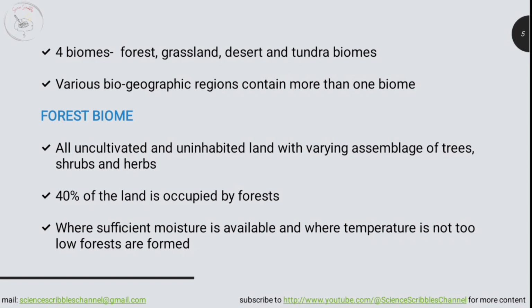All uncultivated and uninhabited land with varying assemblages of trees, shrubs, and herbs are designated as forests. About 40% of the land is occupied by forests. Forests are found where sufficient moisture and temperature are available for the extent and growth of plants.